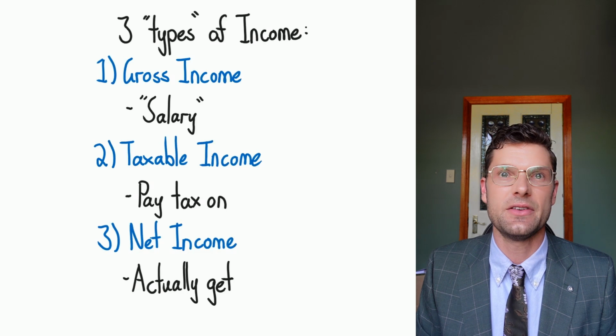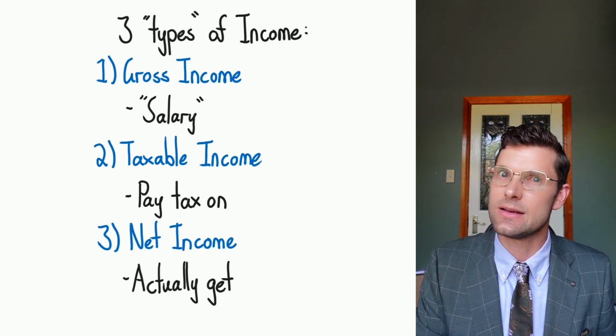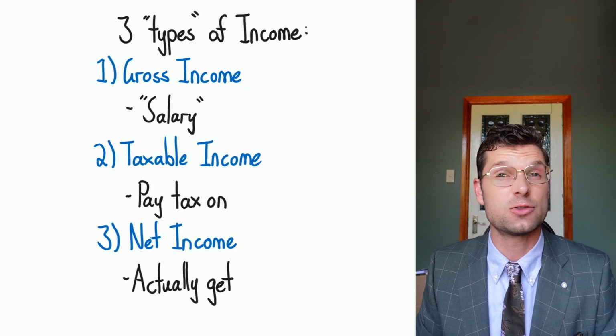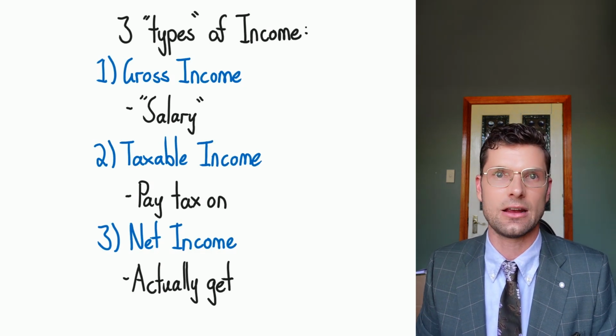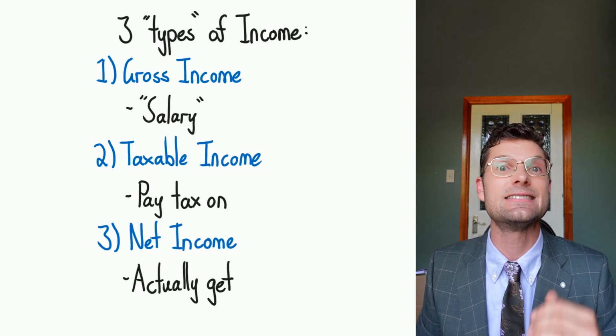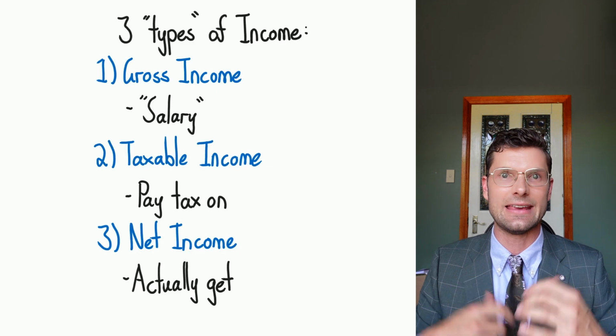So there are three types of income that we've got to be on top of. Each of them seem like they're talking about something quite similar, but they're very different, and it's really important to know the difference. So the first one is our gross income. This is what your salary is. This is how much you get paid per hour, paid per year. This is what's coming in.